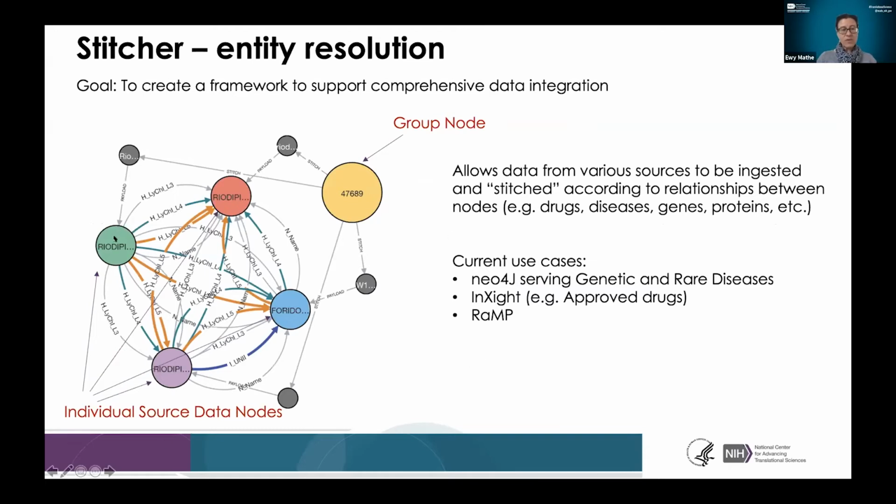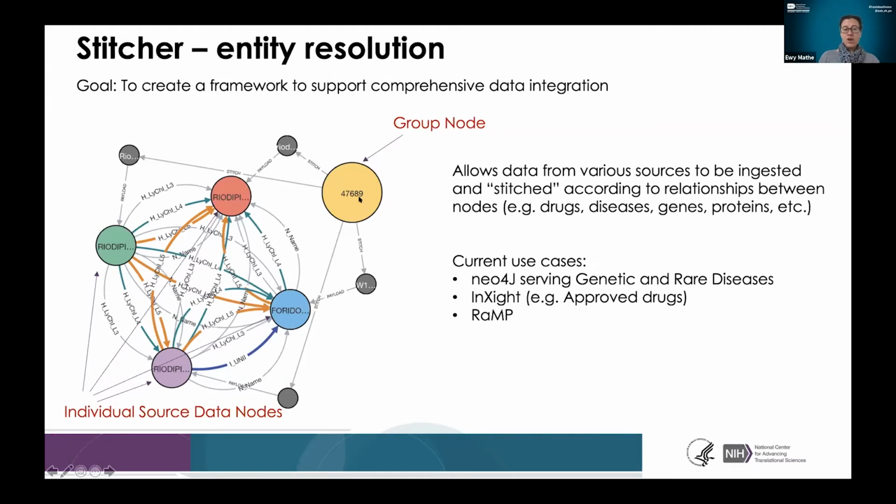Globally, this is how it works. All of the nodes here represent the same molecule, the same drug. However, these individual smaller nodes come from four different sources. There's a link from one source to another if they share an ID or if they share a chemical property. Then the algorithm is able to learn this group node and says, okay, looking at these four, they share a sufficient number of relationships that I think they're actually representing the same molecule.